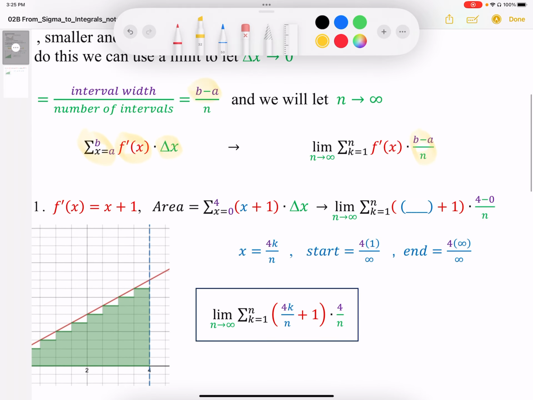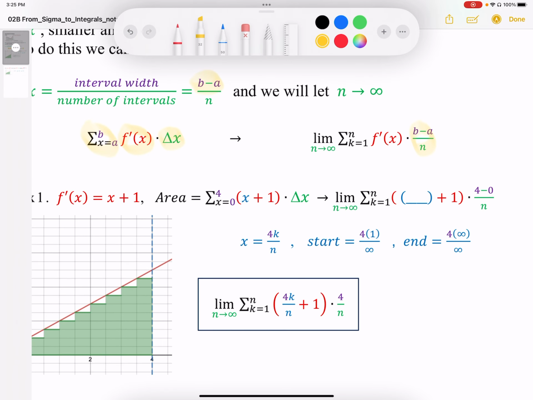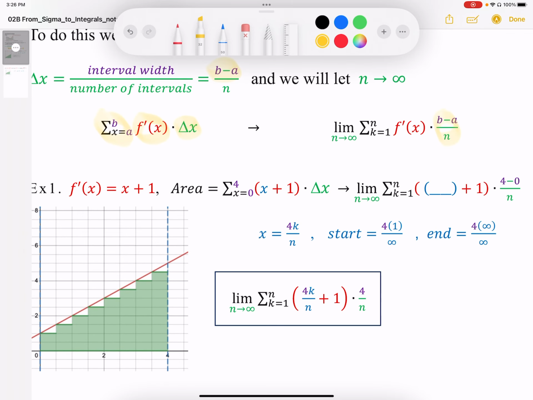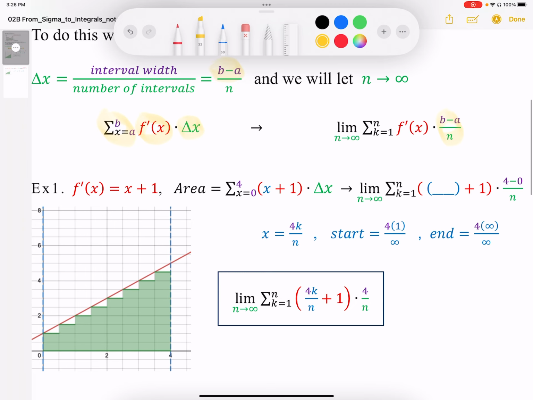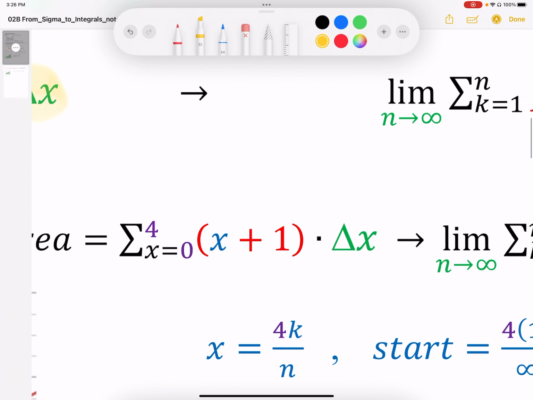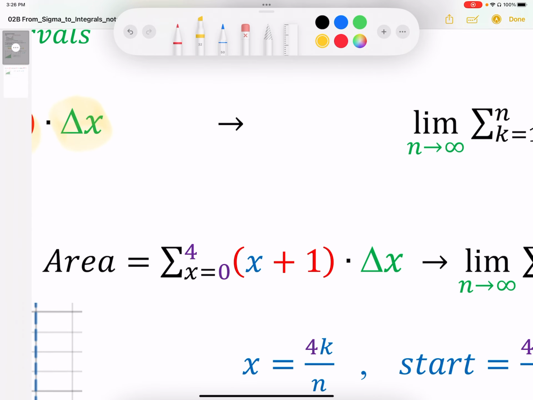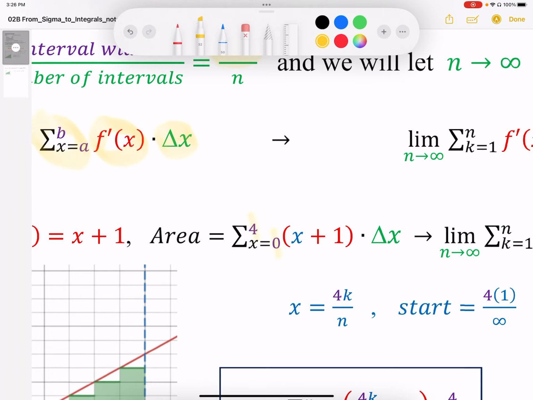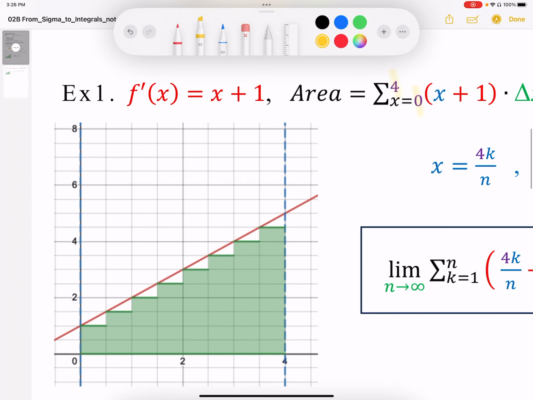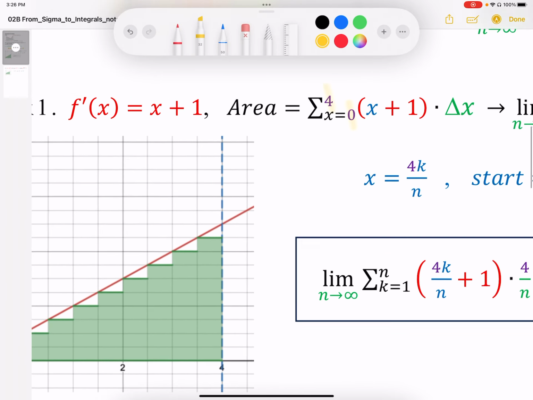Now we're just going to see what it looks like when we express this. Again, we're going to introduce a little bit more expression here. So this f prime graph is x plus 1, a linear equation with a y-intercept of 1. And we want to estimate this area. Well, this area is going to be f prime times delta x. Notice that here in red is my height. The green delta x is my width, and I'm going to do it from 0 to 4. And that's going to give me all the areas of those rectangular blocks underneath that curve.